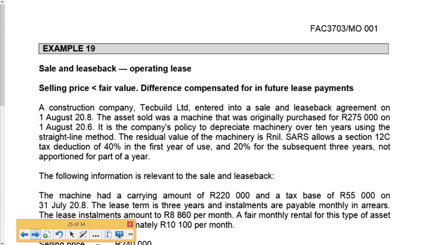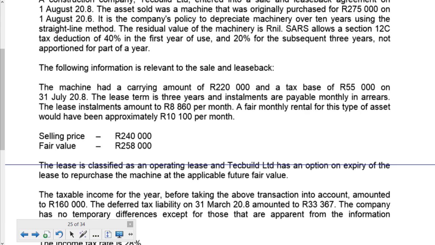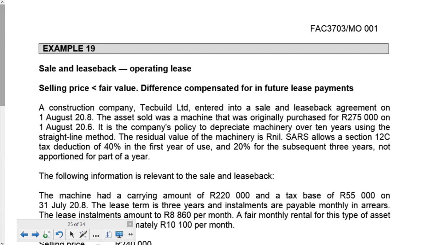Okay, here's another one. A construction company, Tech Build. I think you have to calculate the carrying amount of the asset. It entered into a sale and leaseback on the 1st of August 2008. The asset was originally purchased in August 2006, so it's 2 years old. It's the company's policy to depreciate over 10 years straight line. The following information is relevant. The machine had a carrying amount of 220 and a tax base of 55.